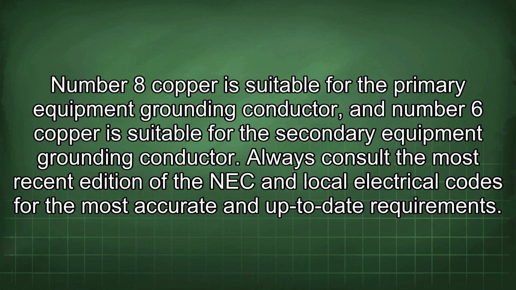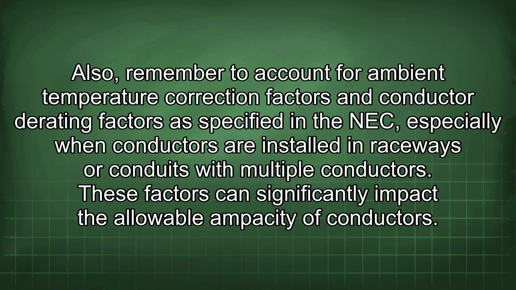Number 8 copper is suitable for the primary equipment grounding conductor, and number 6 copper is suitable for the secondary equipment grounding conductor. Always consult the most recent edition of the NEC and local electrical codes for the most accurate and up-to-date requirements. Also, remember to account for ambient temperature correction factors and conductor derating factors as specified in the NEC, especially when conductors are installed in raceways or conduits with multiple conductors. These factors can significantly impact the allowable ampacity of conductors.